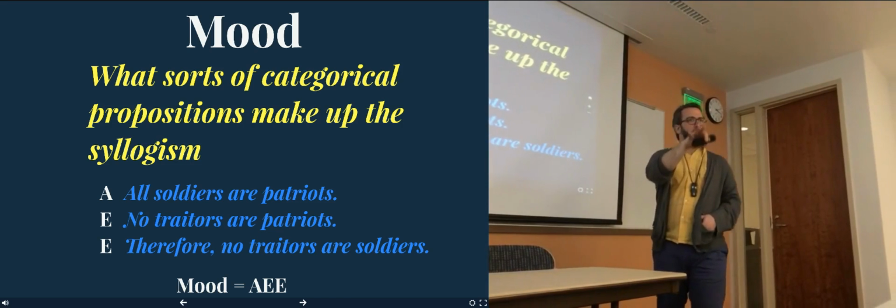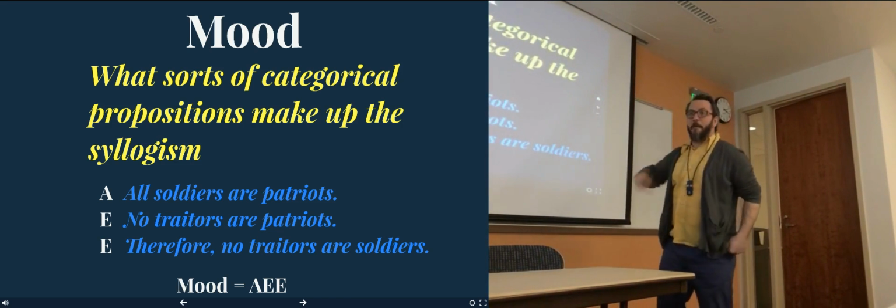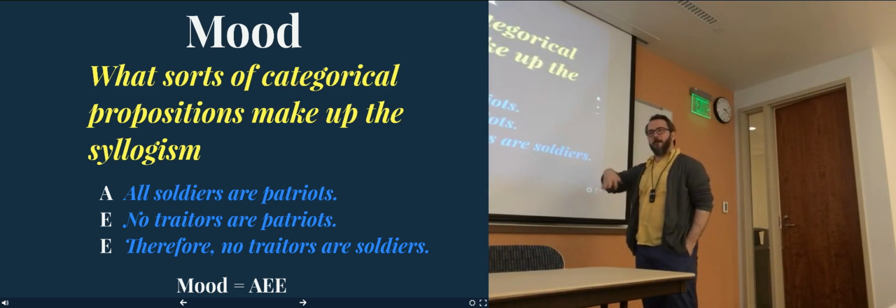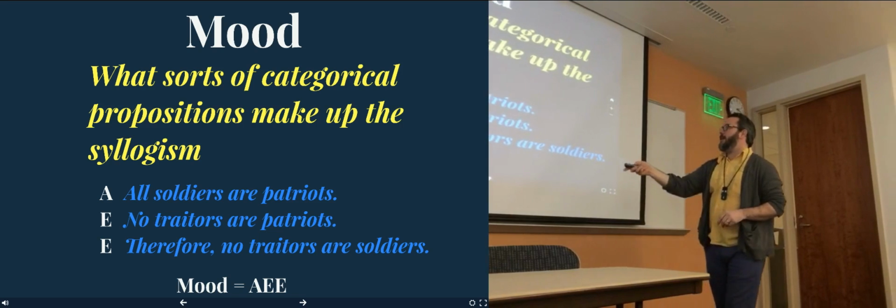Does that make sense? This is the part where, if you get hung up on this, it's going to slow you down. It's going to make the rest of this very, very difficult. You should be able to spot at a glance. That's an A, that's an E, that's an E.